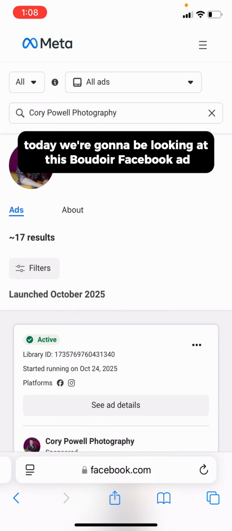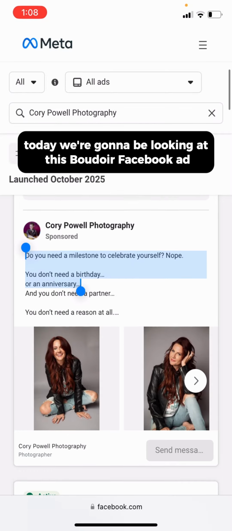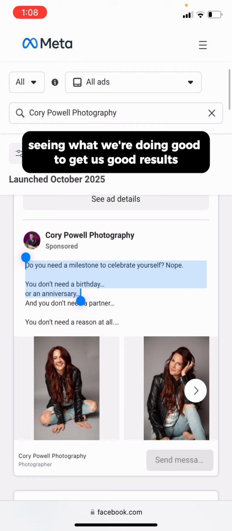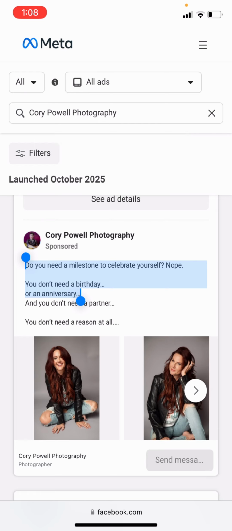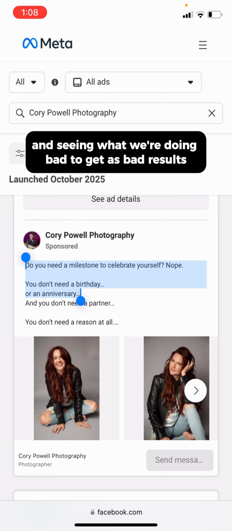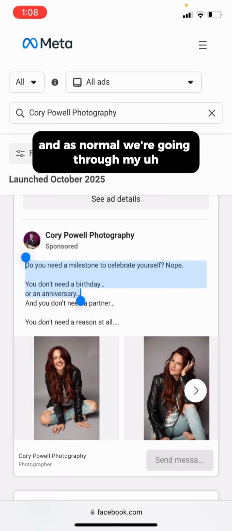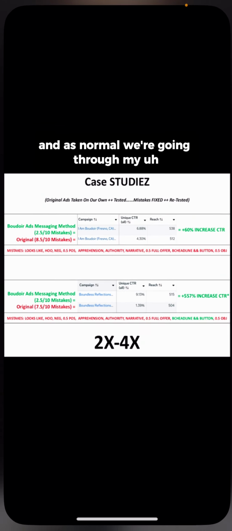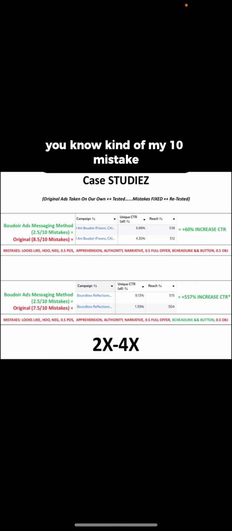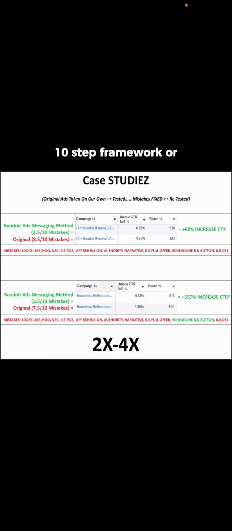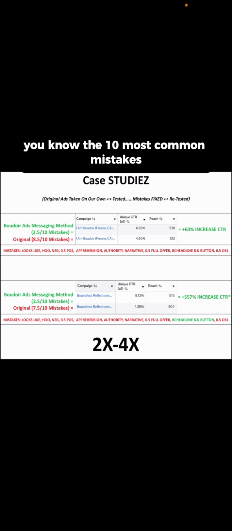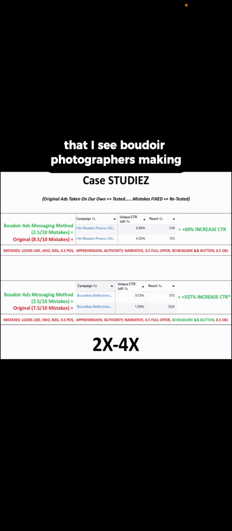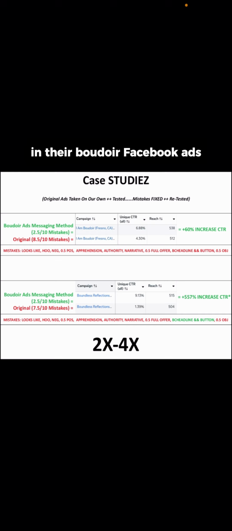Today we're going to be looking at this Boudoir Facebook ad, seeing what we're doing good to get us good results and seeing what we're doing bad to get us bad results. And as normal, we'll be going through my 10-step framework, or the 10 most common mistakes that I see boudoir photographers making in their boudoir Facebook ads.